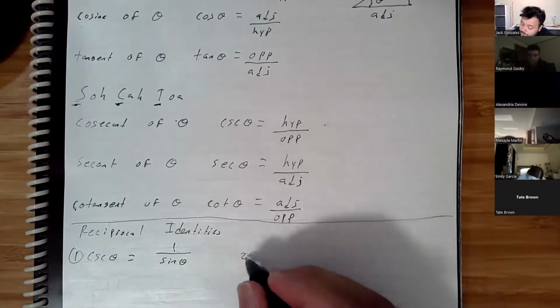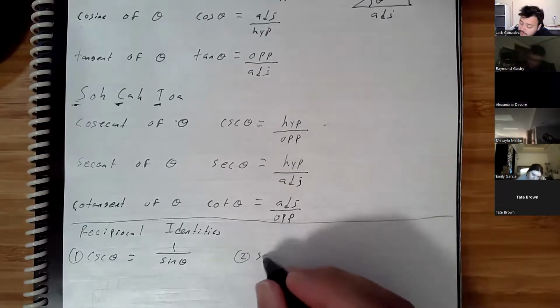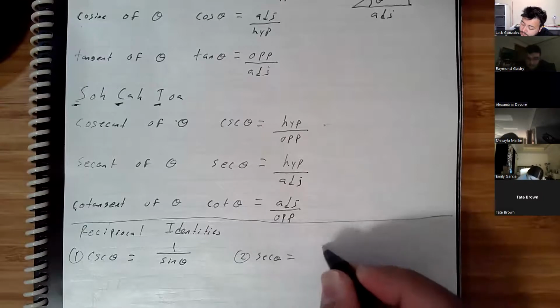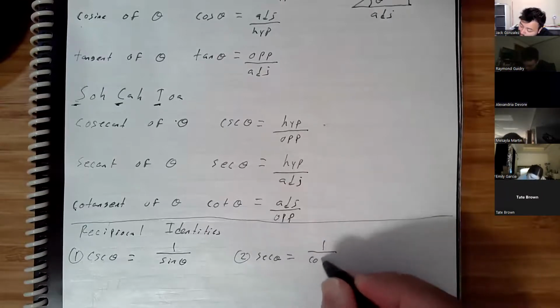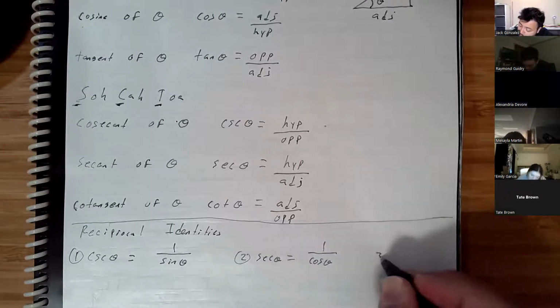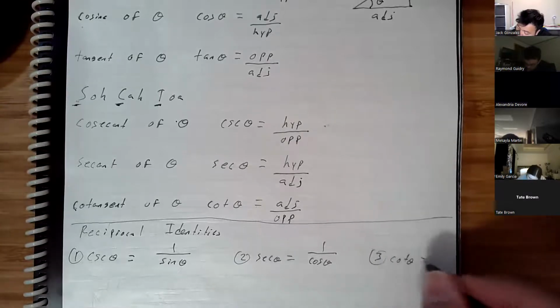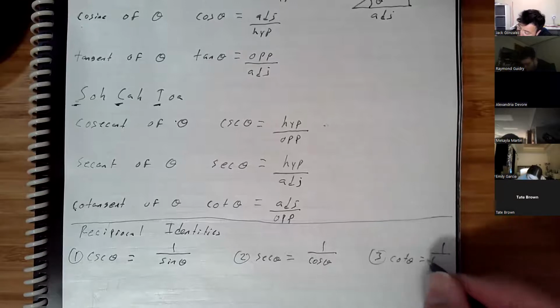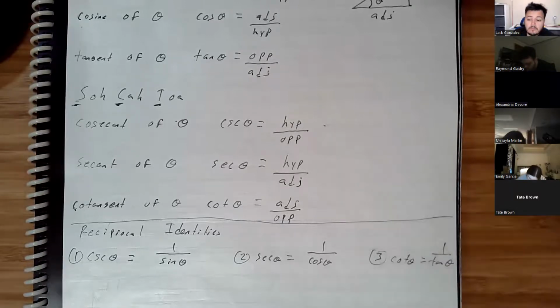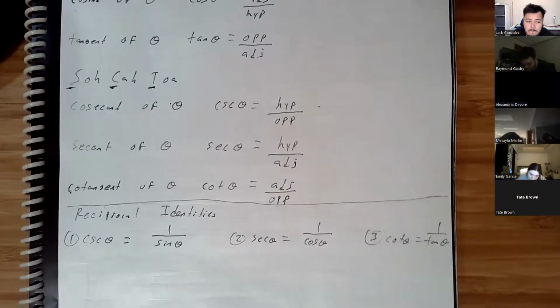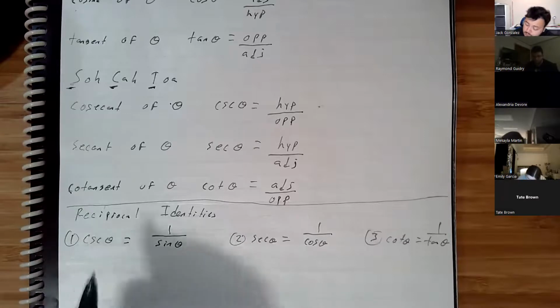Number 2, secant is a reciprocal of cosine. So that's going to be 1 over cosine. 3, cotangent will equal 1 over tangent. Okay. So those are the reciprocal types.